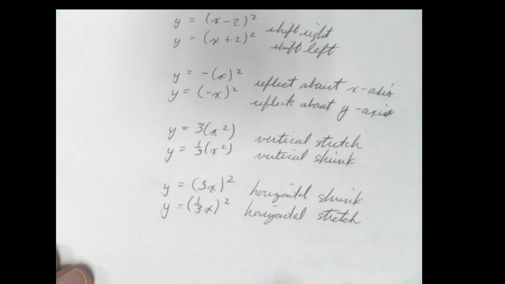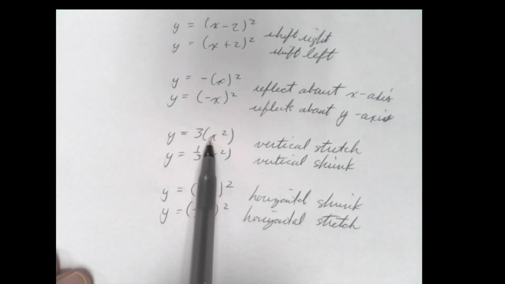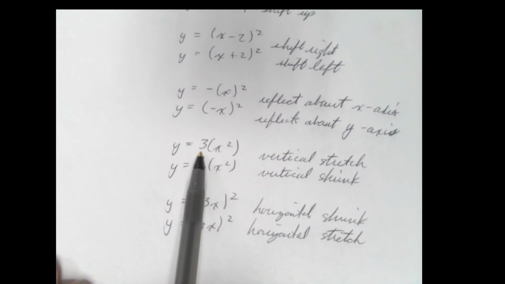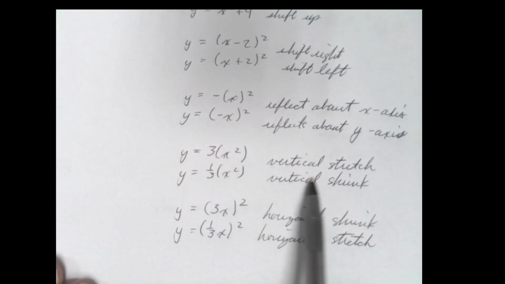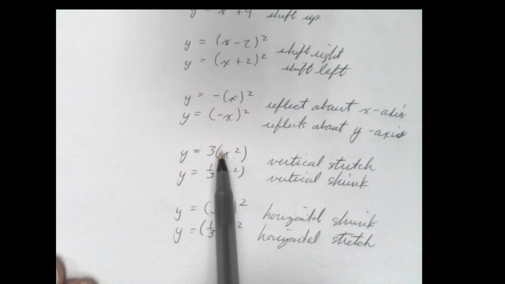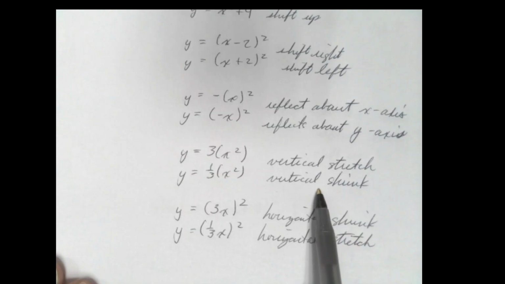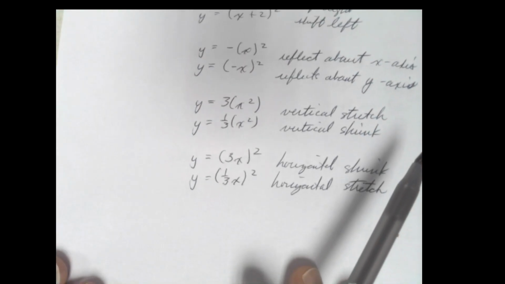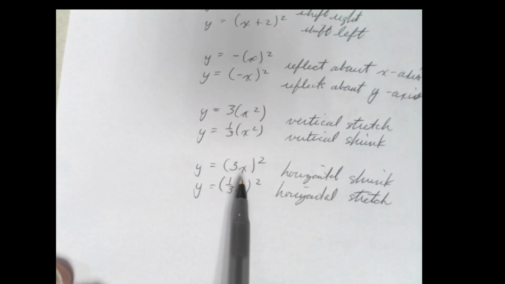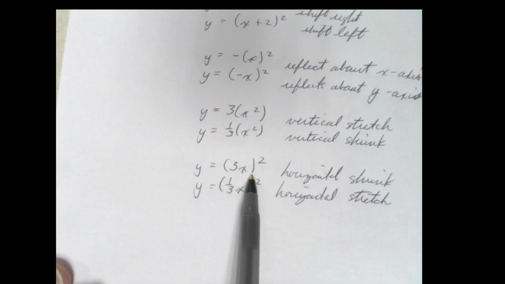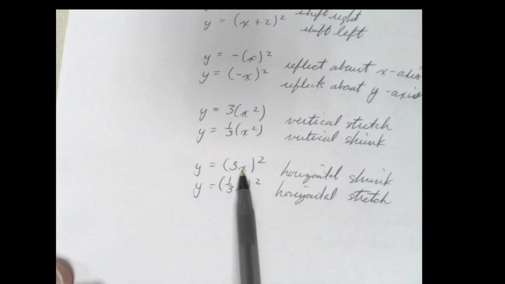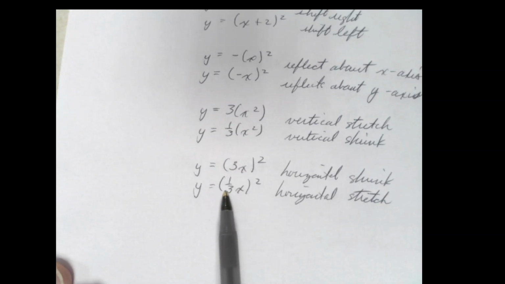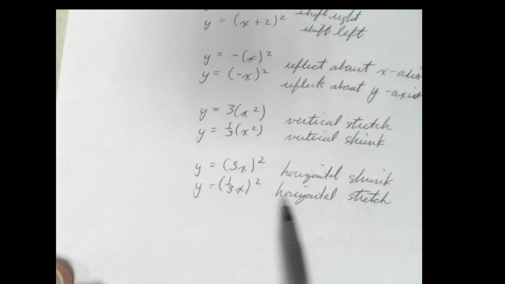Okay. Now, when you multiply outside the parentheses, if you multiply by a number greater than 1, you're going to stretch it vertically. And if it's less than 1, it's going to shrink it vertically, right? And the same thing here, if the number is inside the parentheses, next to the x, then it's going to shrink horizontally if the number is greater than 1. And if it's less than 1, it will stretch horizontally. Okay, so those are the things that you can keep in mind.